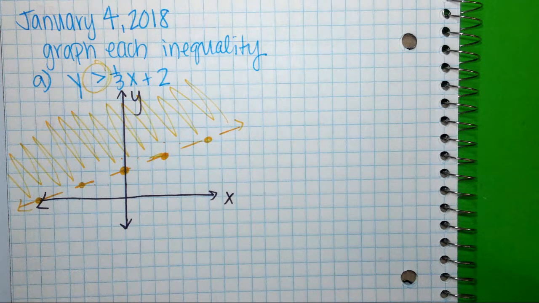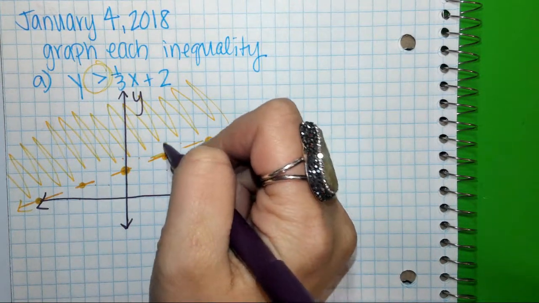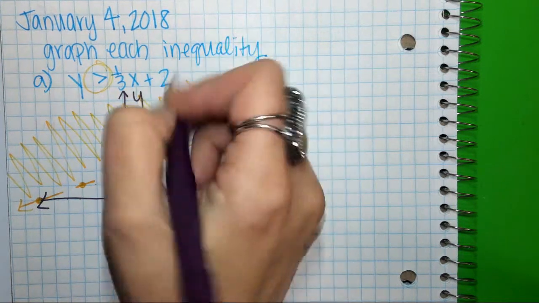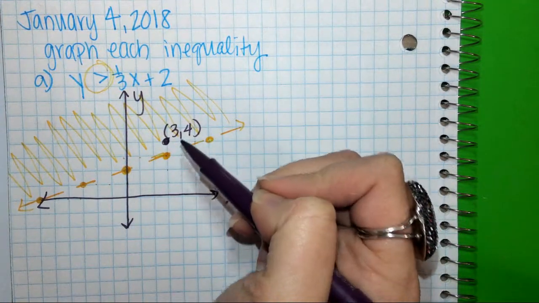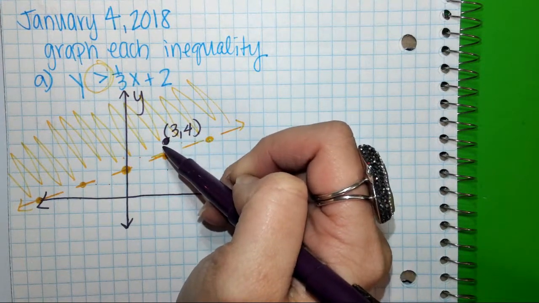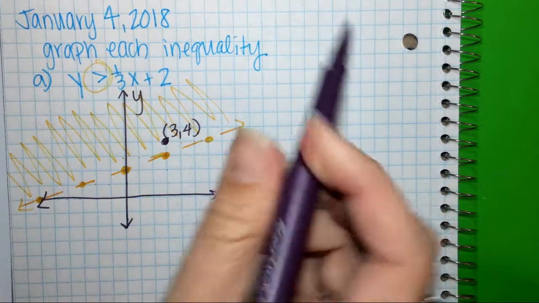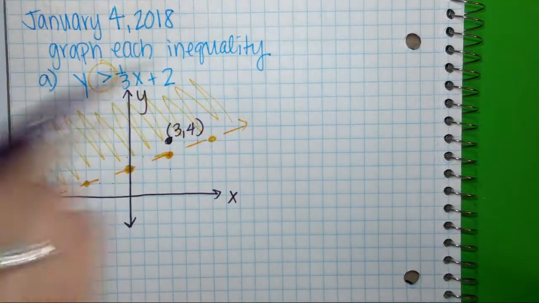Alright, so now someone please pick a point for me that is above that line in the shaded region. Connor? 3, positive 4. So 1, 2, 3, 1, 2, 3, perfect. What we're going to do with this is plug this point in and make sure that's actually a solution. Because what the shaded region means is that any point up here, we should be able to plug in and it be a solution and prove true.